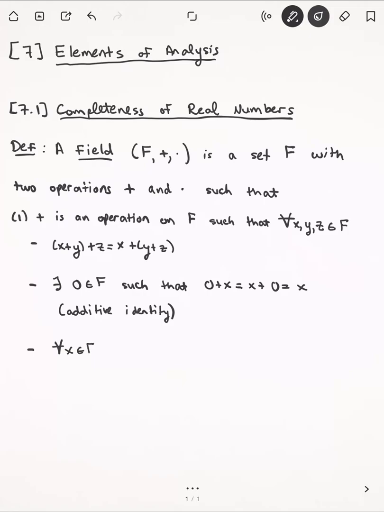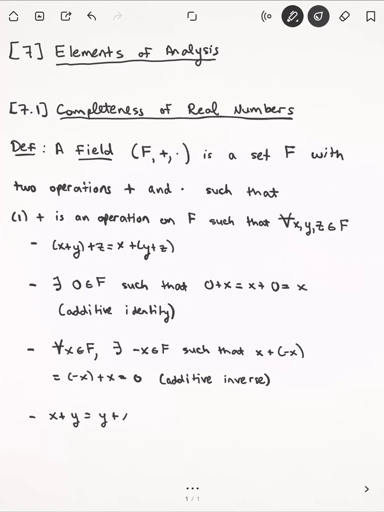For all elements x in F, there exists a negative x, written -x, in F such that x + (-x) = (-x) + x = 0, the additive identity. So this is the additive inverse. And lastly, for this operation, we have that the operation is commutative, or abelian, if you want to be fancy schmancy.